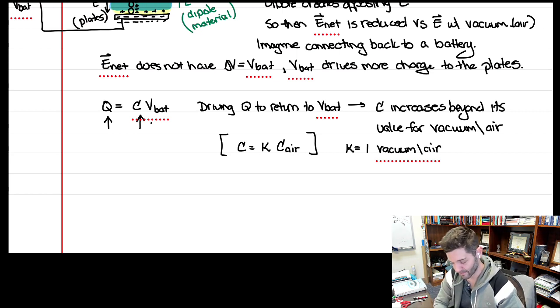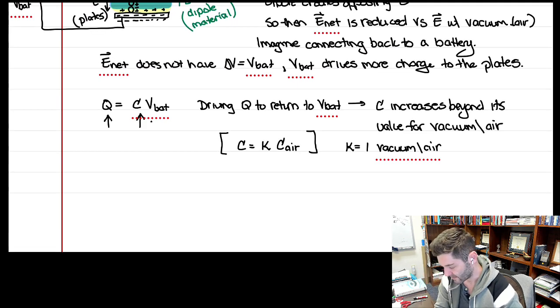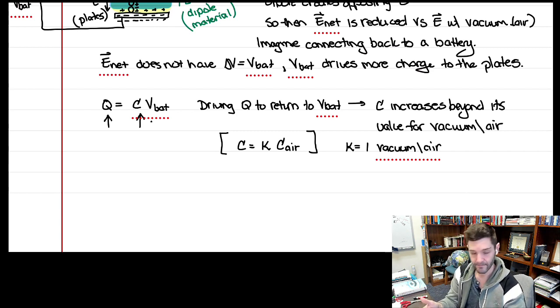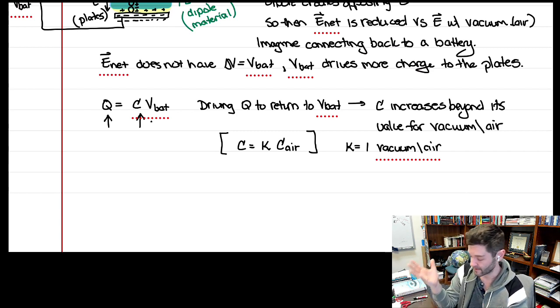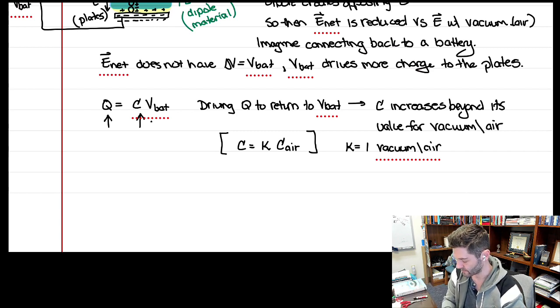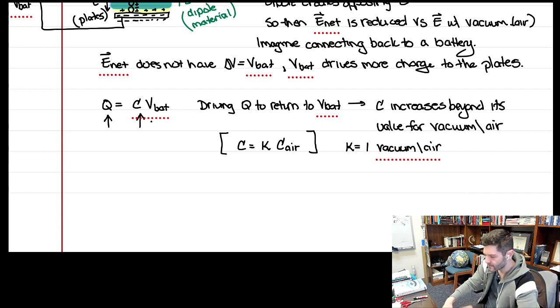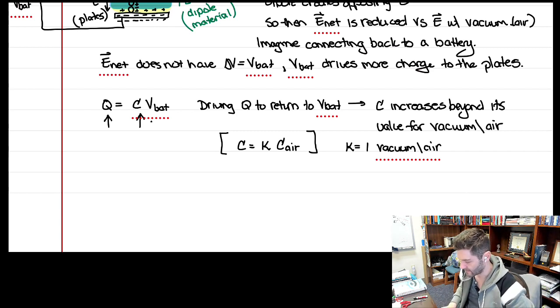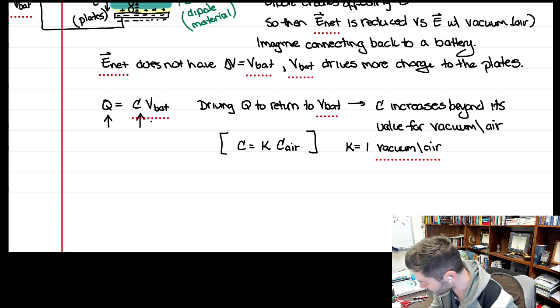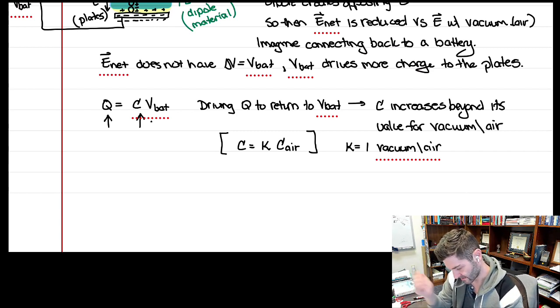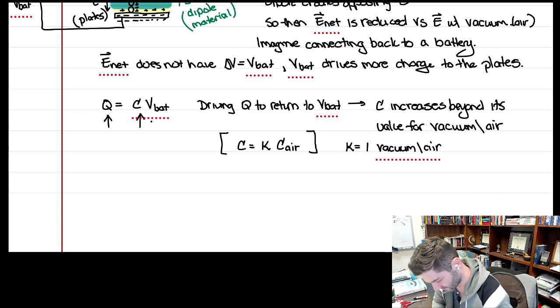So the vacuum and air more or less behave the same. But then kappa for, say, if I had paper in between the two plates, kappa is 3.5. The capacitance is 3.5 times larger than if it was just empty space in between and I replaced it with paper. Or for silicon, it's about 12. For water, it's about 80. I guess there's a temperature dependence with water. For diamond, we saw it could be much larger.